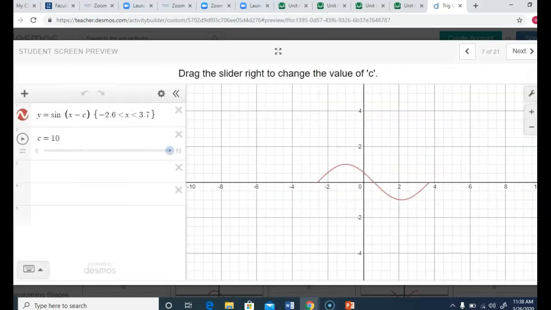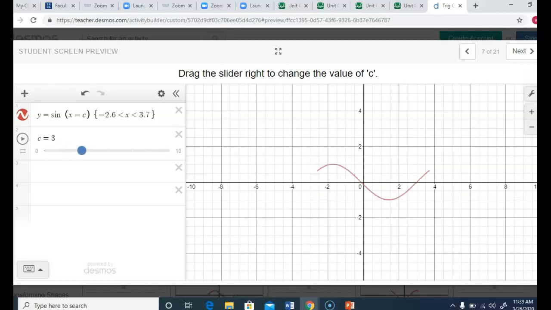Okay, if we have something inside the parenthesis, then based on our translations before, this is going to move it left or right. And so here you can see if we start with C is 0, then our sine graph is starting here at 0 as we would expect. And as C increases, you can see that it actually shifts, but typically what happens is we're just going to show the graph here around the origin. So as it shifts, you can see it kind of sliding to the right.